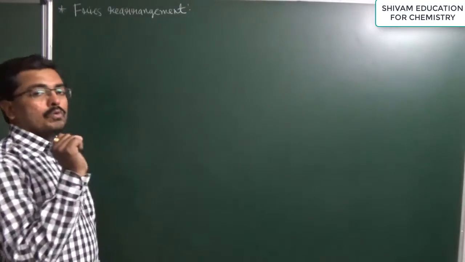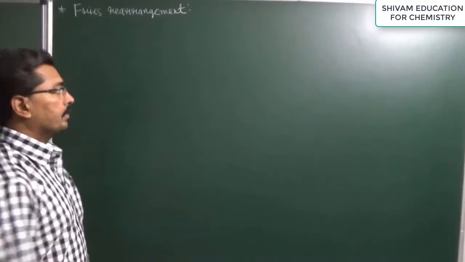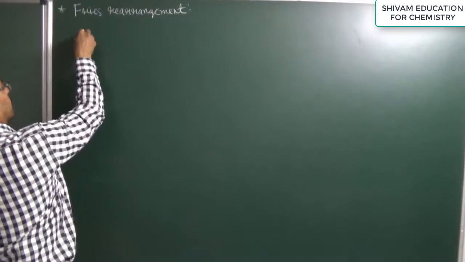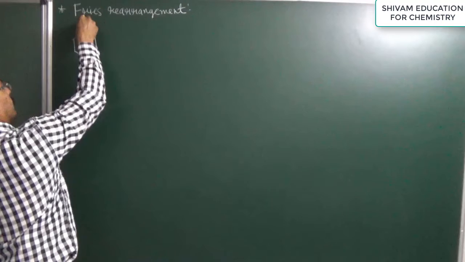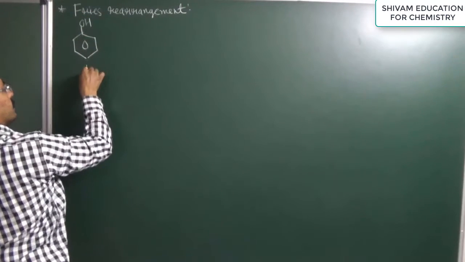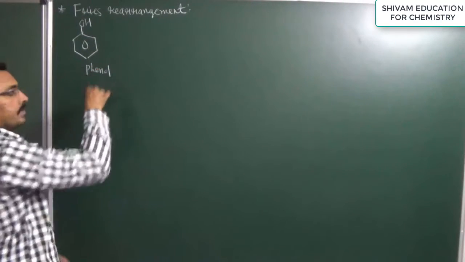So first, how can an ester be obtained from phenol? First, I am giving you simple reactions. We will first study the SI reaction. Now we have this structure, which is known as phenol.